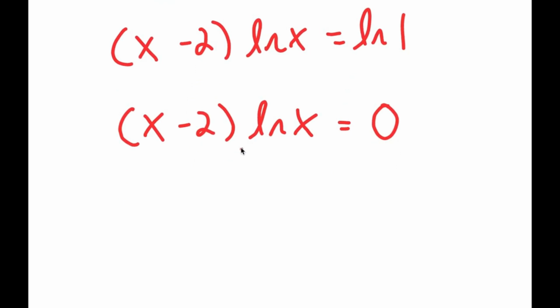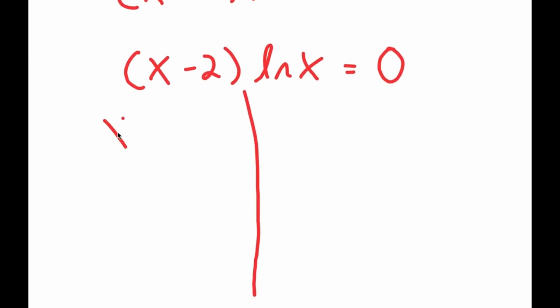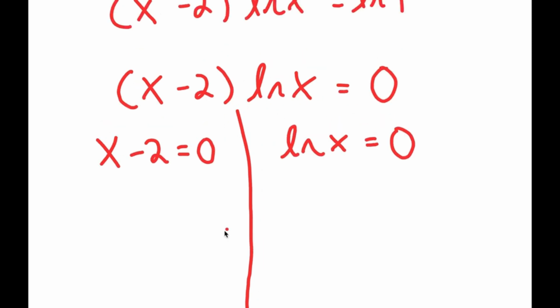Now from here, I get two equations. I get x minus 2 is equal to 0, and I also have ln of x is equal to 0. Starting with x minus 2 equals 0, all I have to do to solve this is to add 2 on both sides. So then these two cancel out, and I'm left with x is equal to 0 plus 2, which is 2.